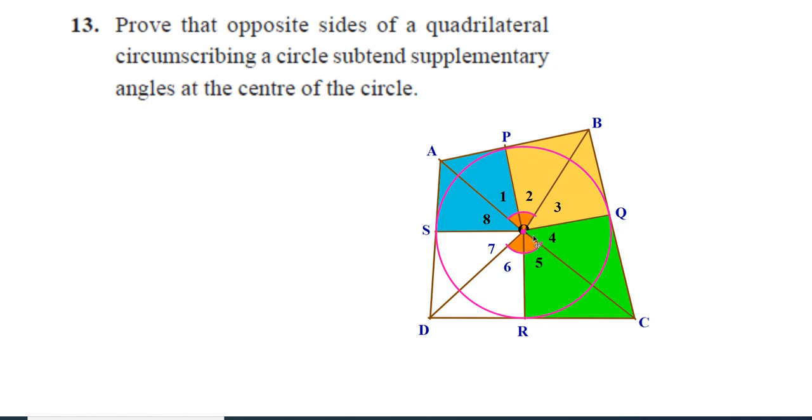Now angle 1 plus angle 2, you can write as angle AOB, and angle 5 plus angle 6, you can write as angle COD. So angle AOB plus angle COD is equal to 180 degrees. Similarly, you can write angle BOC plus angle AOD is also equal to 180 degrees. So opposite sides subtending angles at the center are supplementary.